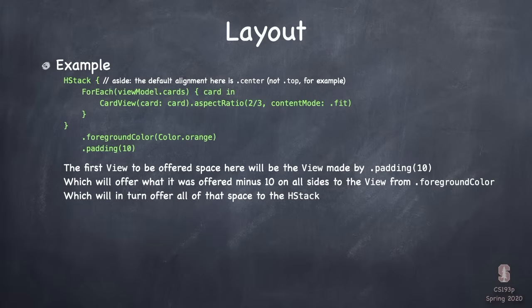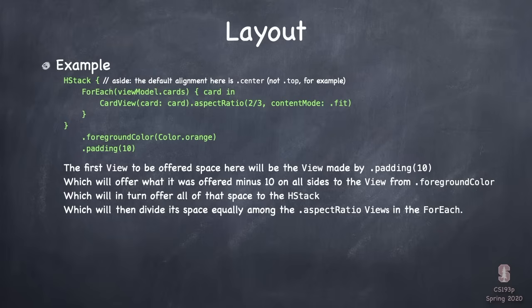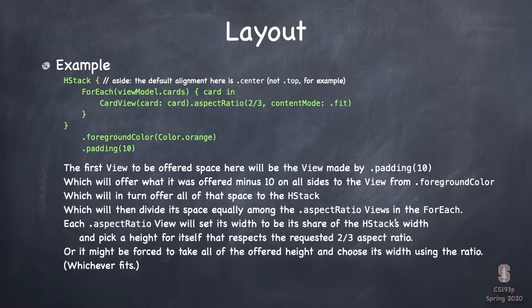to the HStack. Now the HStack, as we know, is a big time layout view. It's going to divide up its space starting out equally. And since the aspect ratios aren't things like images or text that are fixed sizes, it's going to end up dividing that space equally among all of the aspect ratio views in the ForEach, because we know the ForEach itself just defers to the HStack. So it's the aspect ratio views now that are being laid out in the HStack. Each aspect ratio view is going to set its width to be its share of the HStack's width, and then pick a height that matches the aspect ratio, the 2/3 aspect ratio.